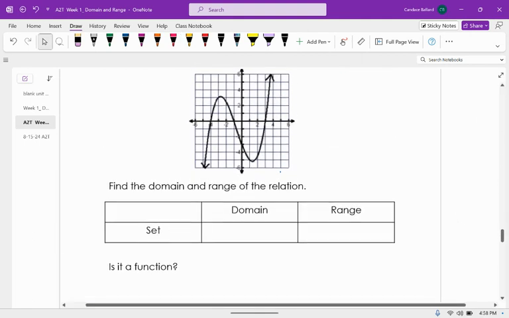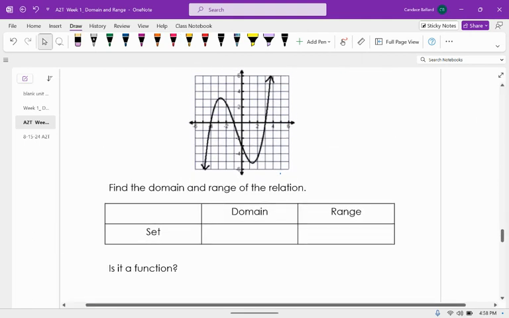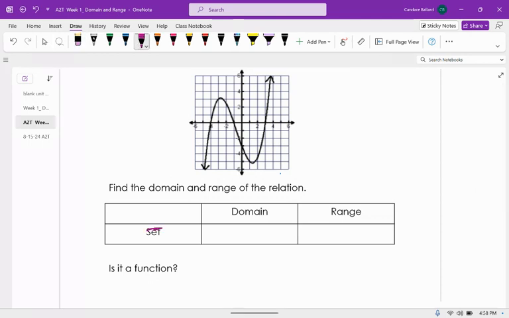All right, it's the last one. This says set notation. Let's not do set notation. Let's practice it in interval notation again. So domain is my x values.